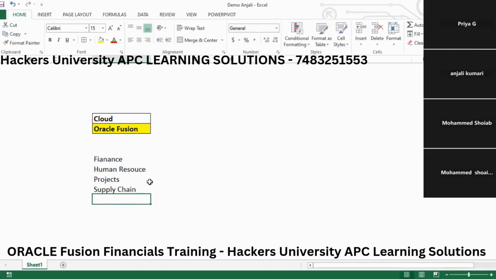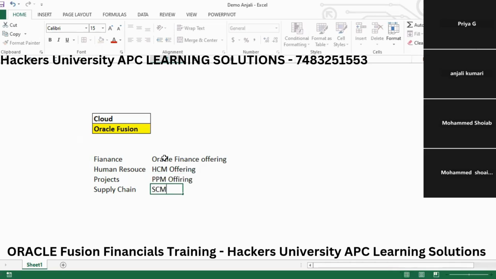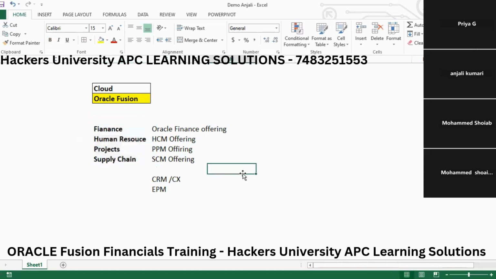SCM, HCM. So for that, Oracle Fusion is providing the Oracle Financials offering, the HCM offering, the PPM, Project Portfolio Management, offering, and the SCM, supply chain management, offering. Additionally, you can go to CRM, Oracle CRM, which means CX. A very rare combination is EPM also, enterprise portfolio management. But these are the basic ERP offerings provided by the Oracle Corporation's cloud ERP system. Now you got the clarity?